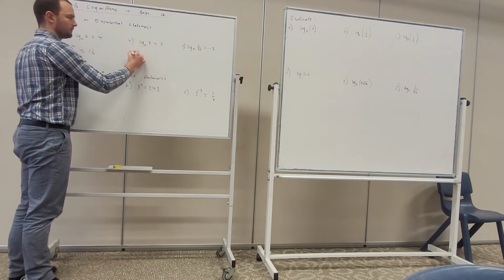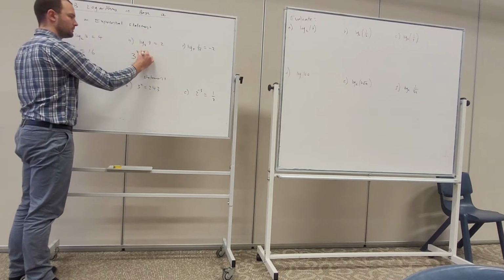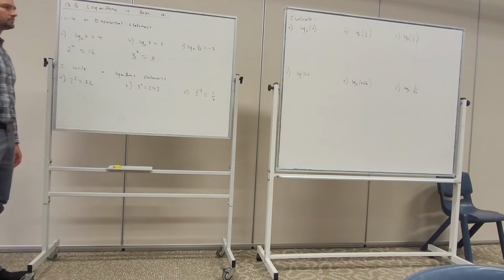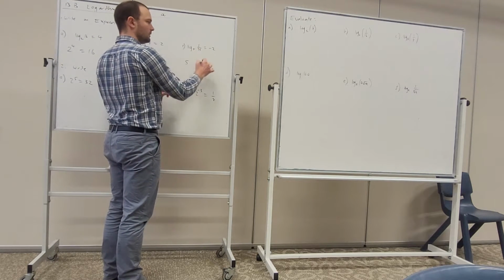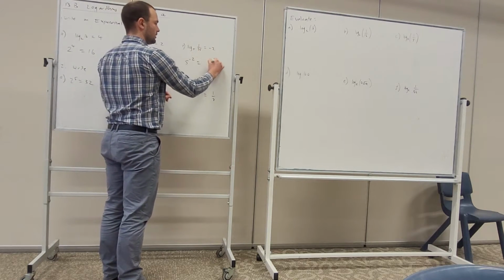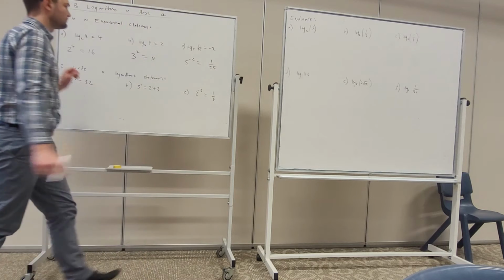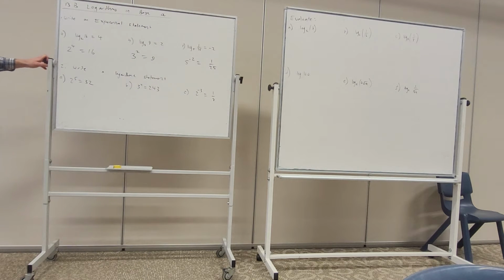Okay, let's do another one. The base is 3. 3 to the power of 2 is 9. And then over here, the base is 5, 5 to the power of minus 2 is 1 on 25. So that's moving from a logarithmic statement to an exponential statement.